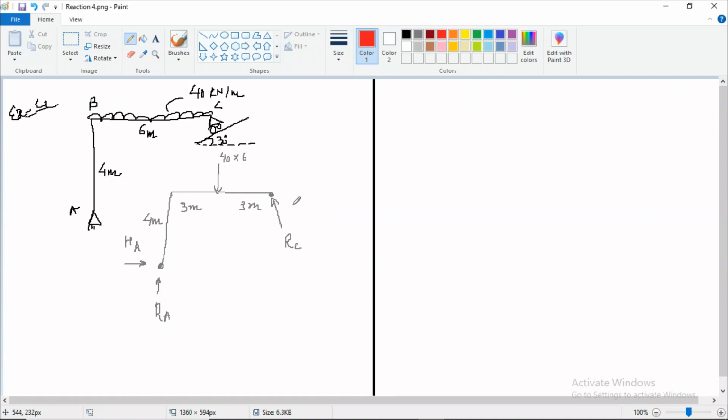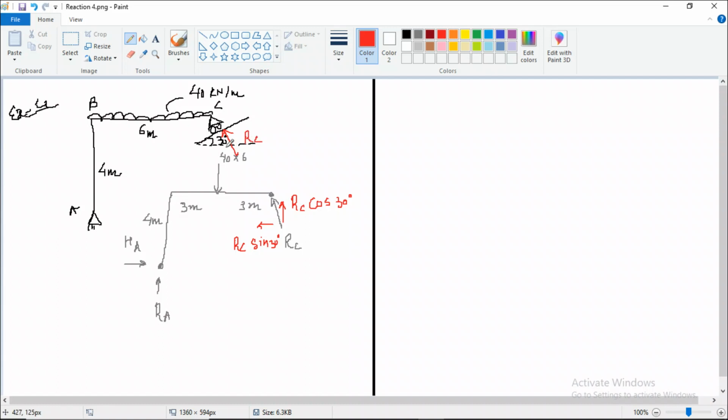So we need to convert this RC component into two components, vertical and horizontal. So vertical component of RC will be RC cos 30 degree, and the horizontal component of that will be RC sin 30 degree. As you can see here, if you apply that here, it will be acting like this.